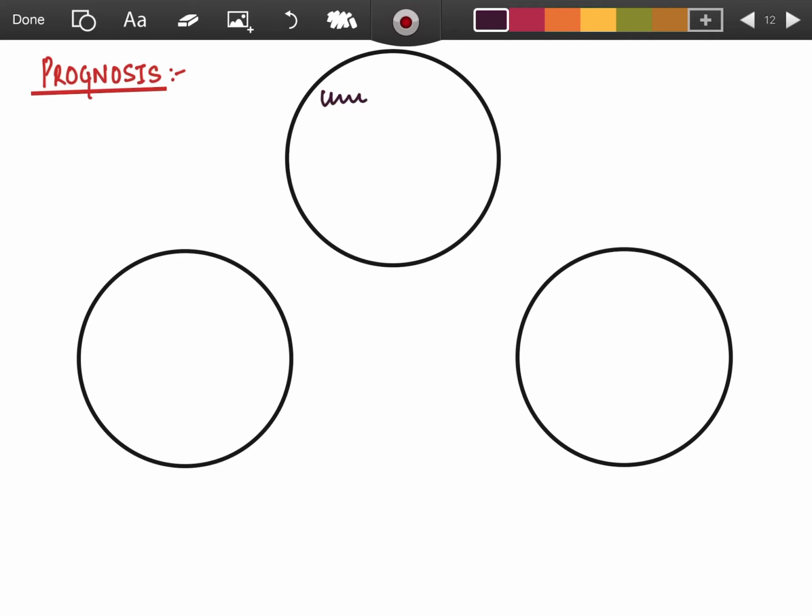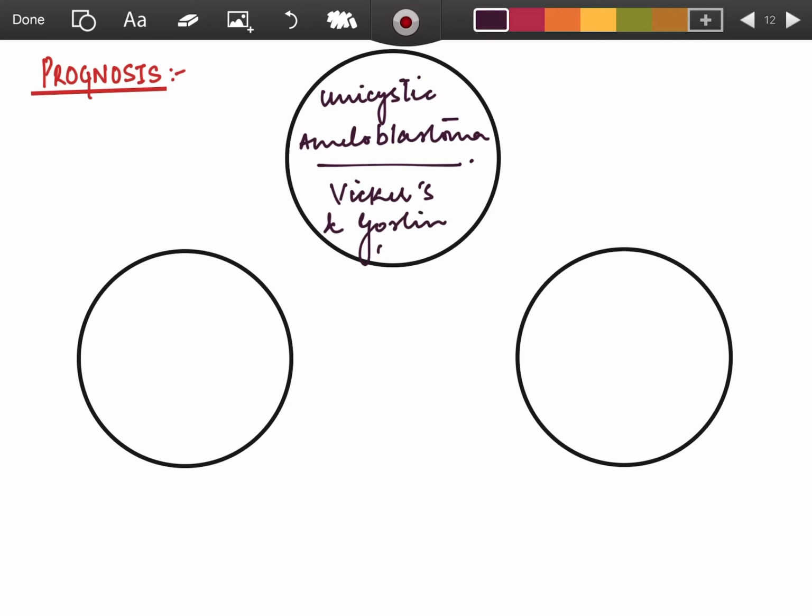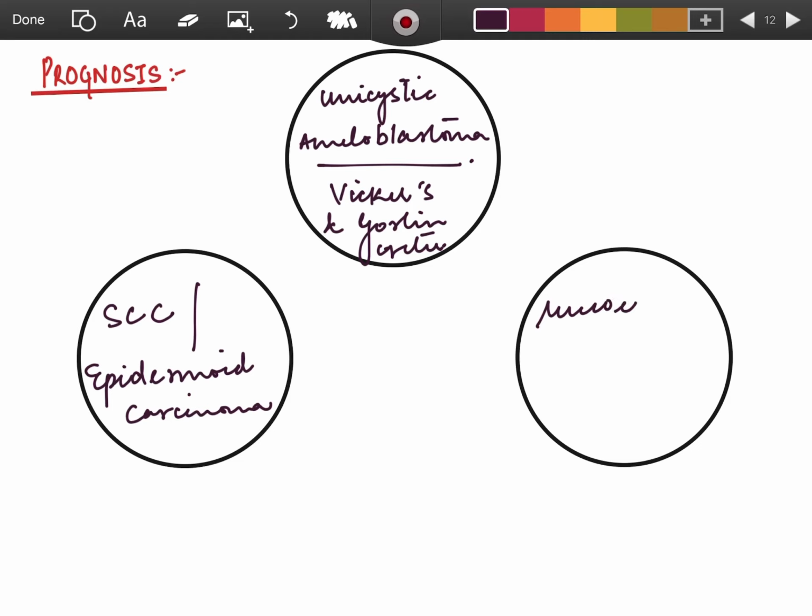Now the dentigerous cyst can convert to unicystic ameloblastoma, which is an odontogenic tumor. We know there are Vickers and Gorlin criteria for the diagnosis of unicystic ameloblastoma when the dentigerous cyst converts to unicystic. The second is squamous cell or epidermoid carcinoma. And the third one is mucoepidermoid carcinoma, which is a salivary gland tumor.